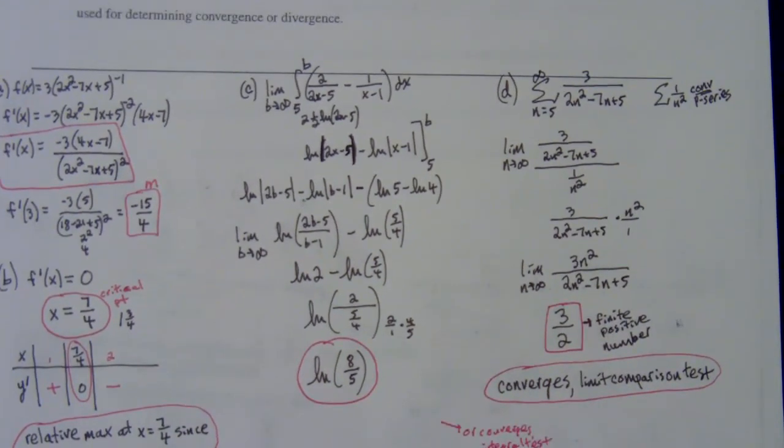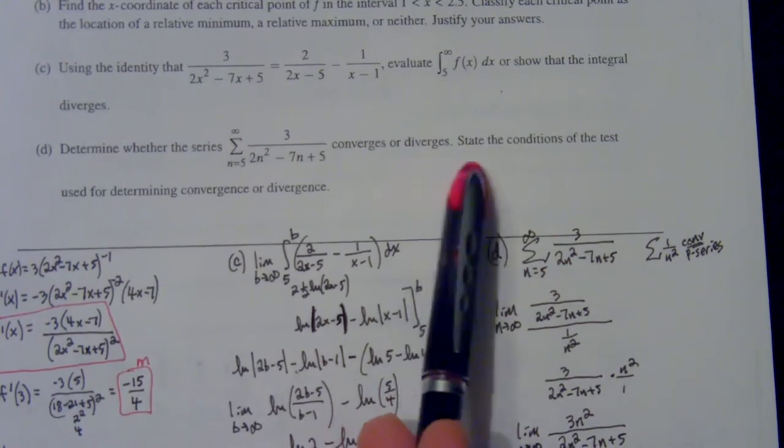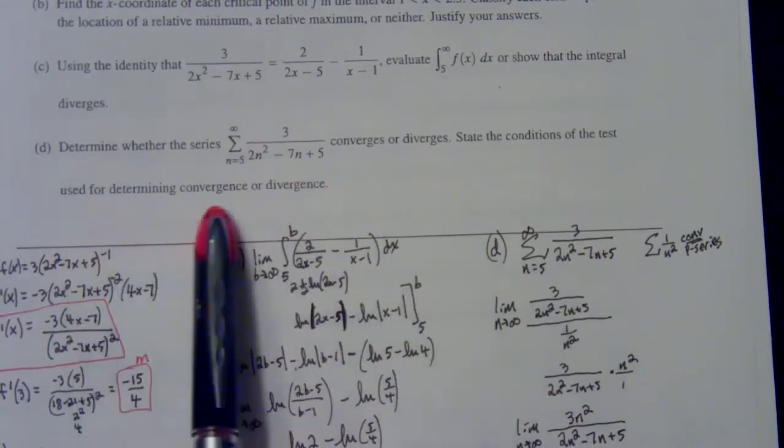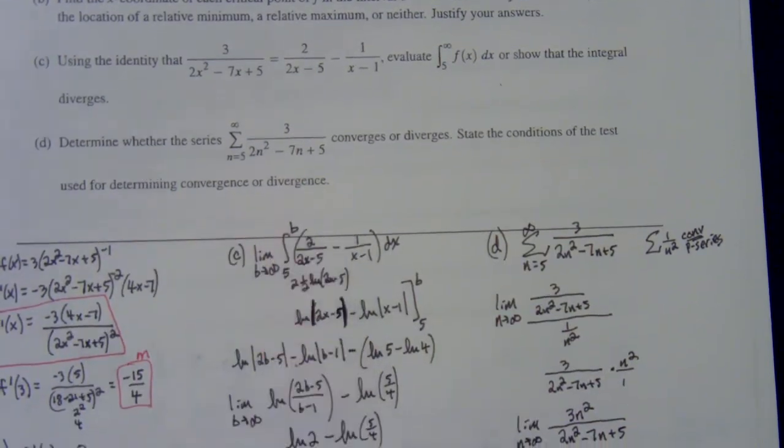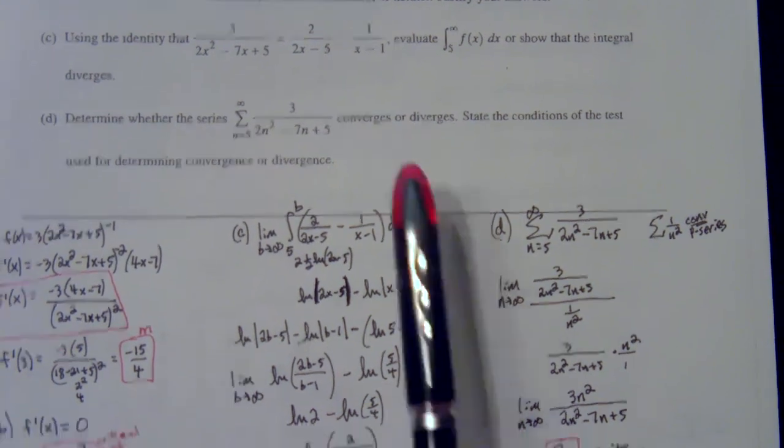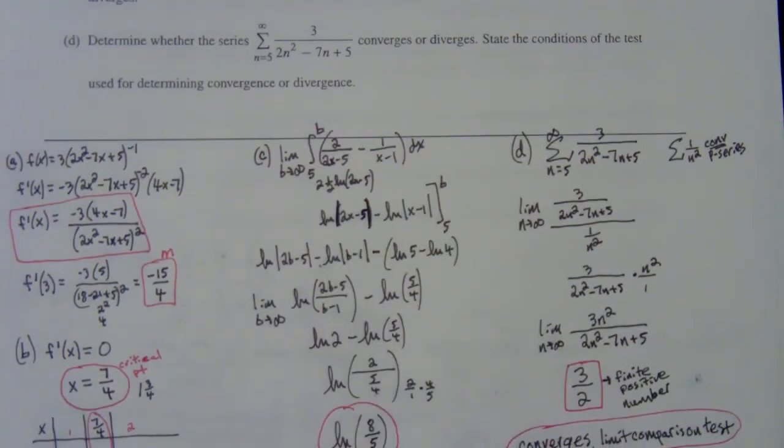And then our limit comparison test. And notice it just says the same stuff. It says state the conditions of the test used for determining converge or diverge. That's how we just had you practicing in the past. We say converge or diverge, and then you tell me the test that you're using right there.